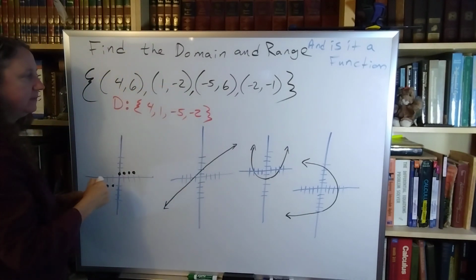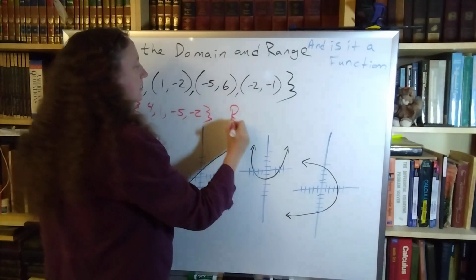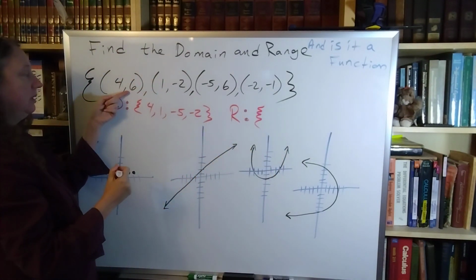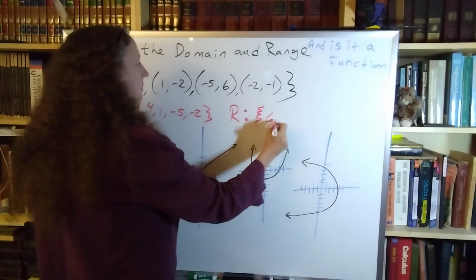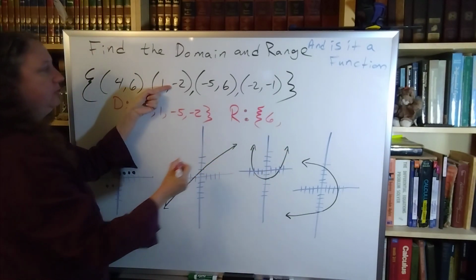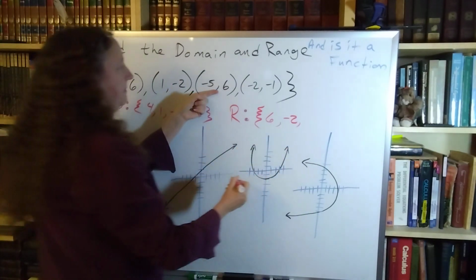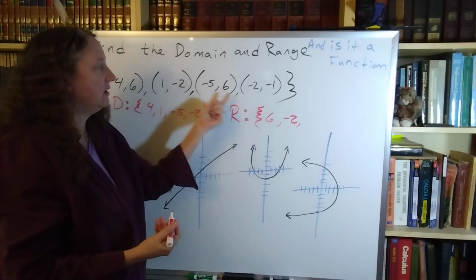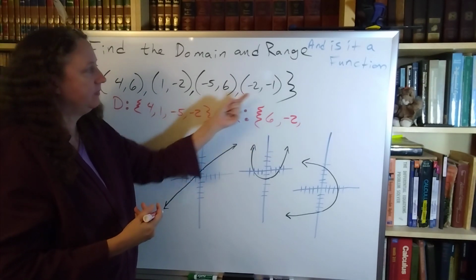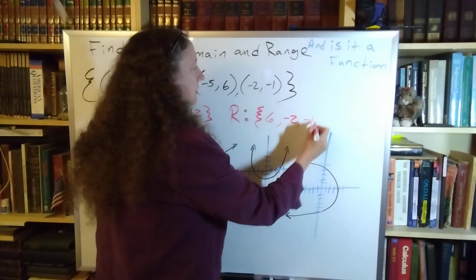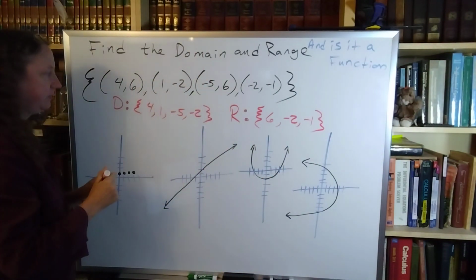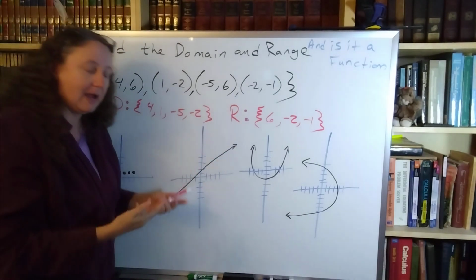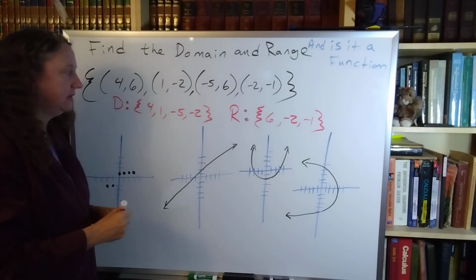So that's my domain. My range is the set of numbers, the second one in the set. So 6, -2, I have a 6 again, so since I already have a 6 there, I don't need to write it a second time. And then -1. So these answers are correct, but they are not the best way of writing it.